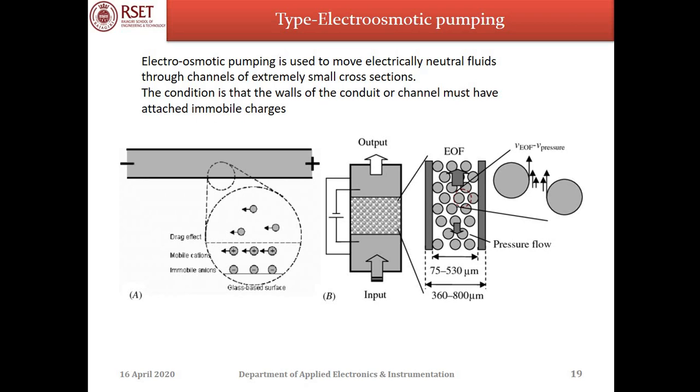So from the figure you can see that on the walls of the glass tube there are immobile ions. At the same time there are mobile cations. As these mobile cations move, there is a drag effect, as a result of which the other ions are also pulled or dragged into the micro channel, or rather this will ensure that there is a pumping activity taking place. So what is it?